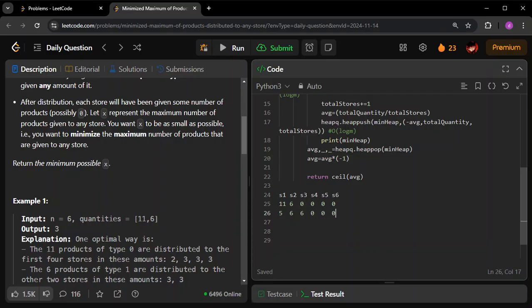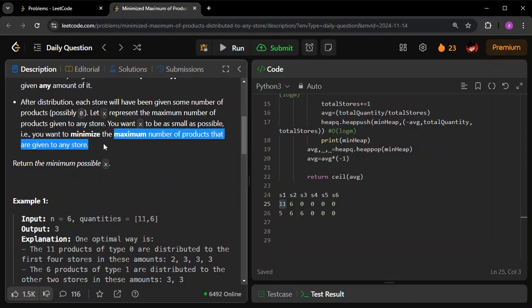So okay, previously we had the answer as 11. Because what is 11? You have to minimize the maximum number of products that are given to any store. What is that? It is 11. So in this step, the answer was 11.